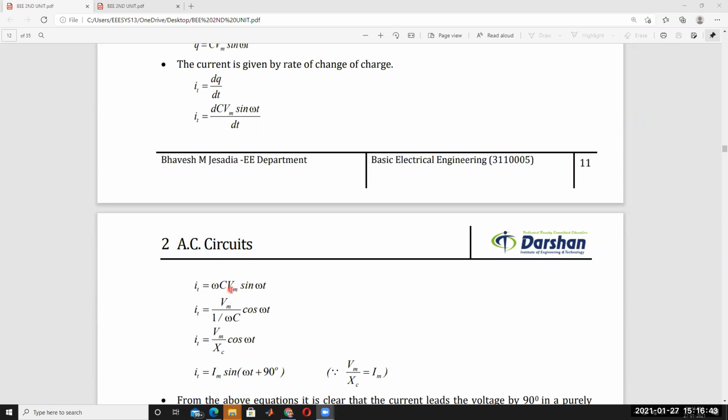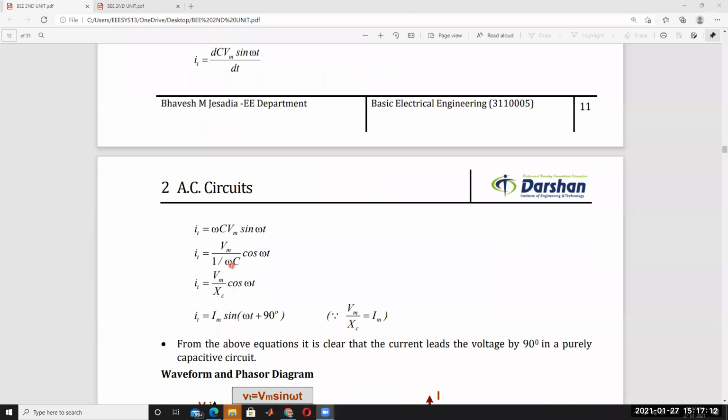It is equal to omega C into Vm into cos omega t. Okay, It is equal to Vm by 1 by omega C into cos omega t. It is equal to omega C into Vm into cos omega t. Don't take sin omega t. d by dt of sin omega t is nothing but cos omega t. No? Here cos omega t. Then it is equal to Vm by Xc. Xc is nothing but 1 by omega C.